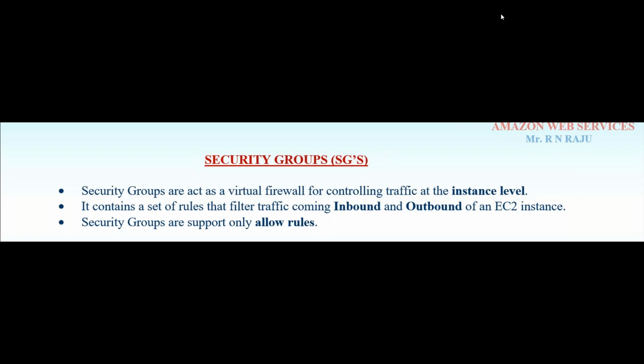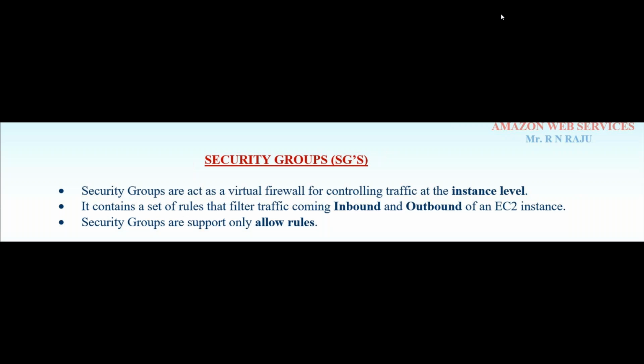It contains a set of rules that filter traffic coming inbound and outbound of an EC2 instance. So every security group contains two sets of rules: one is inbound rules, another one is outbound rules. For example, you have a room with only one door. You enter inside, that is inbound. You come out from the room, that is outbound. Like inside and outside, every security group contains two rules, one for inbound, another for outbound.